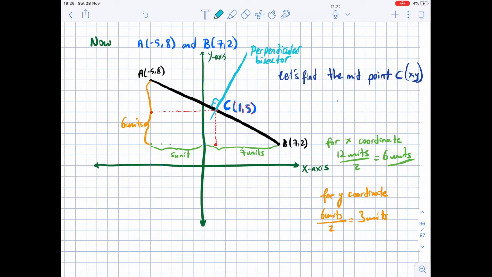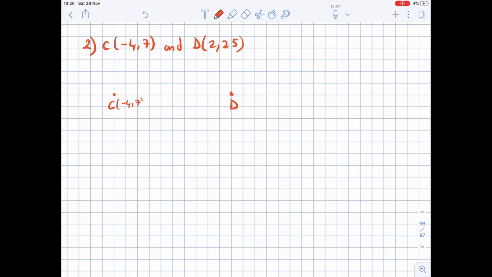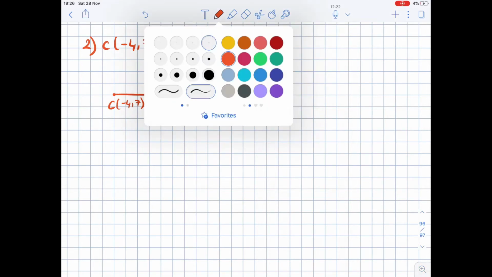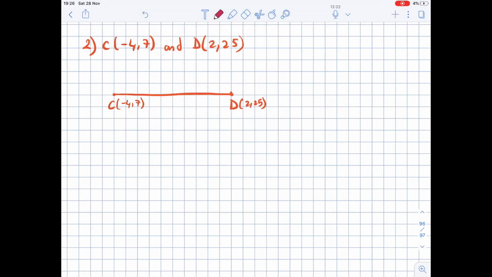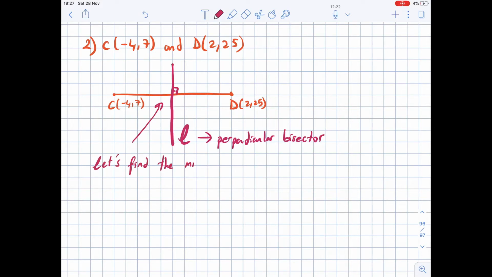Right now we have another example. We have points C and D, and points C and D form a line segment. Point C is (-4, 7), point D is (2, 25). They form a line segment, and the perpendicular bisector divides this line segment into two equal pieces. There's 90 degrees in between the perpendicular bisector L and line segment CD. This line L is the perpendicular bisector.